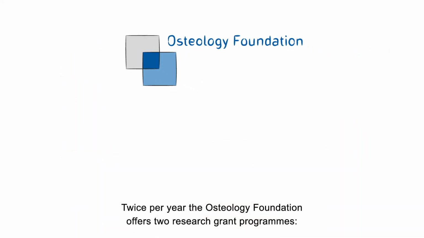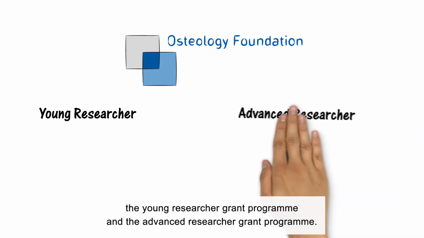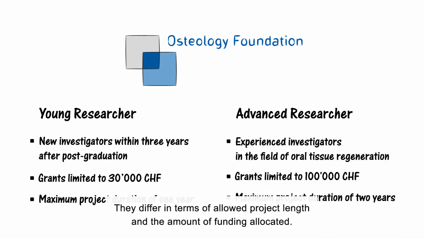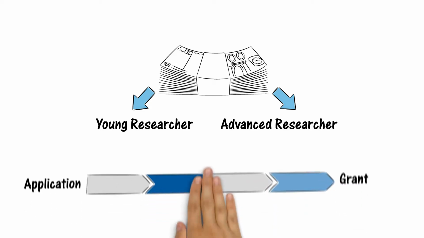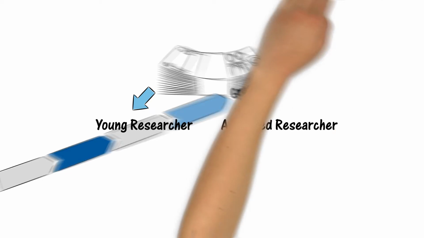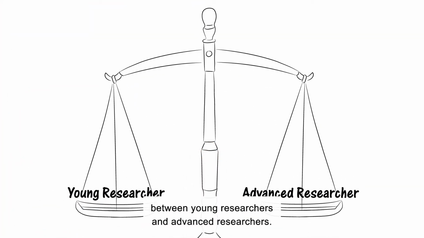Twice per year, the Osteology Foundation offers 2 research grant programs: the Young Researcher Grant Program and the Advanced Researcher Grant Program. They differ in terms of allowed project length and the amount of funding allocated. Both programs are funded from the Osteology Foundation research budget, and the same process is used to review all grant applications. Decision-makers ensure that grants are fairly distributed between young researchers and advanced researchers.